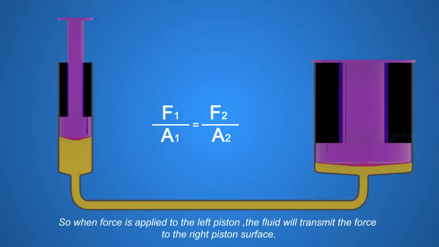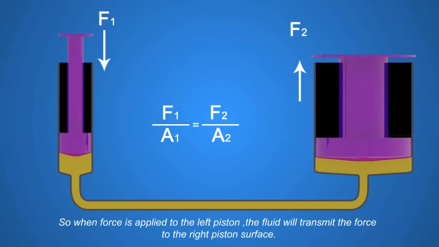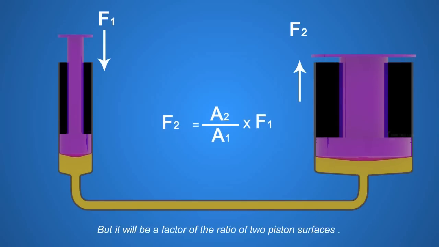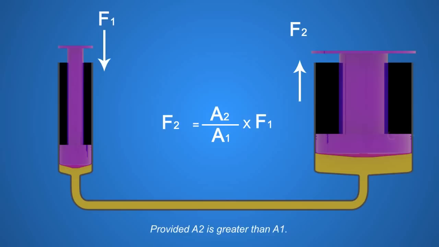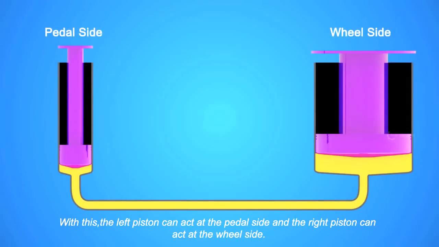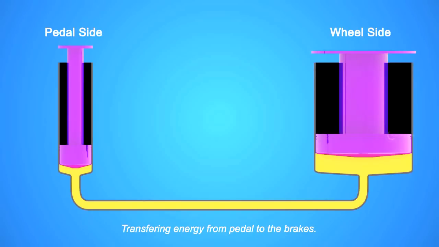So, when force is applied to the left piston, the fluid will transmit the force to the right piston surface. But it will be a factor of the ratio of two piston surfaces. This concludes that a small force F1 at the left piston will give a higher force F2 at the right piston, provided A2 is greater than A1. With this, the left piston can act at the pedal side, and the right piston can act at the wheel side, transferring energy from pedal to the brakes. Now we know the theory, let's see how this works in real.